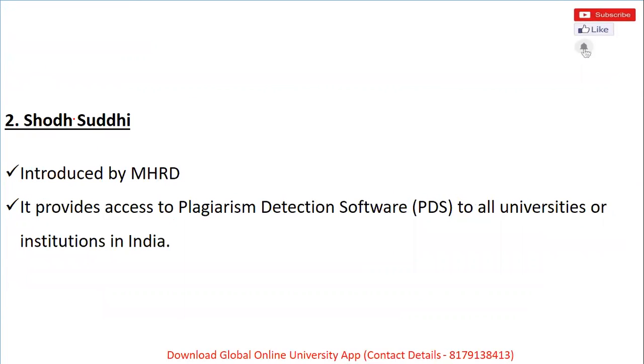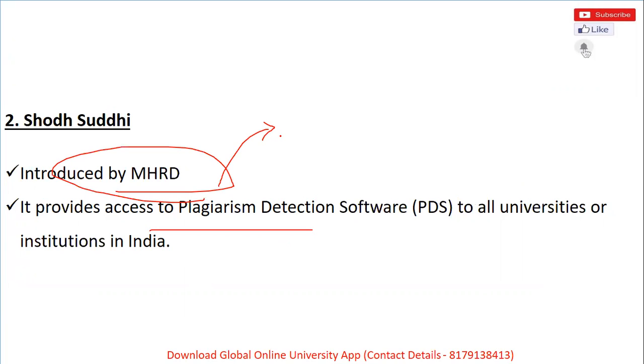Now, ShodhShuddhi is one introduced by MHRD, which provides access to plagiarism software to all the universities or institutions in India. Plagiarism is something which you're not allowed to do. It is unethical. You cannot copy the material as it is. It is called plagiarized. And if you do, the software will detect that. So it is called Shuddhi. It means they will throw out everything which is copied, and they will keep only the Shuddha material. Shuddha means which is pure, which is written on your own.